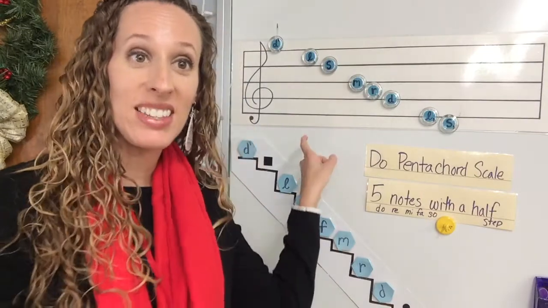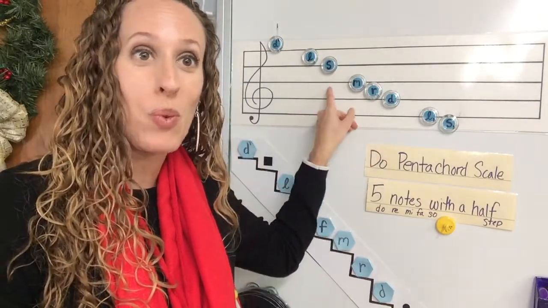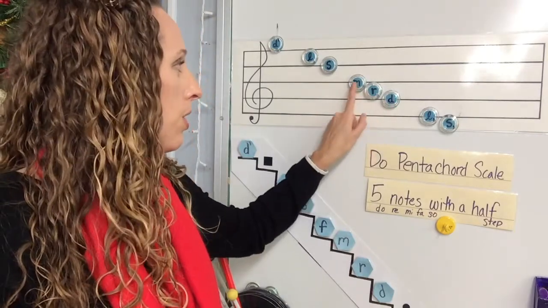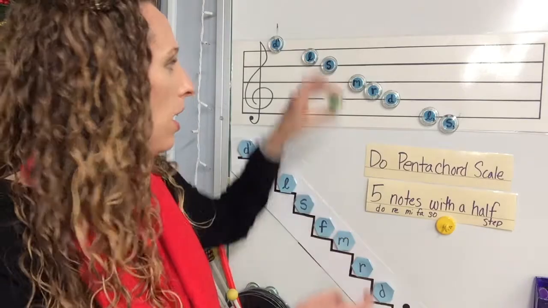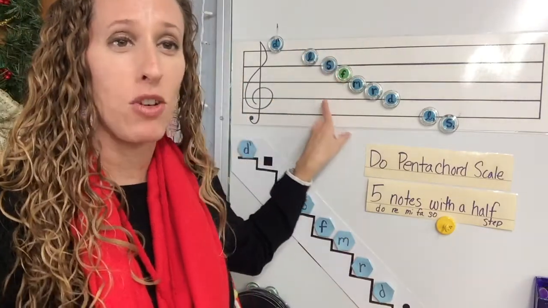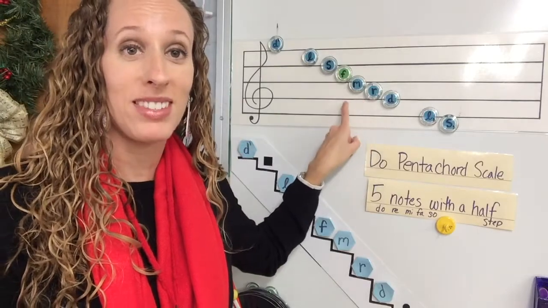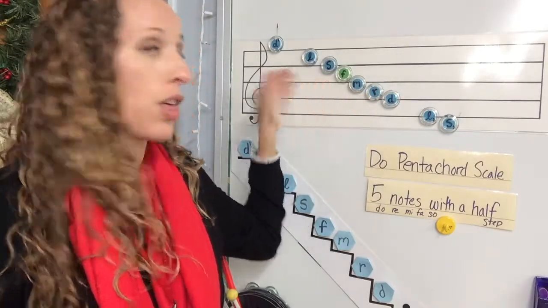Now where it lives in staff notation, it's the same thing. We know so many of the notes. There's only one spot left for it. Do, re, mi, fa, so. So fa is also green because it's the half step. But if do is around the second line, fa is going to live in the third space.